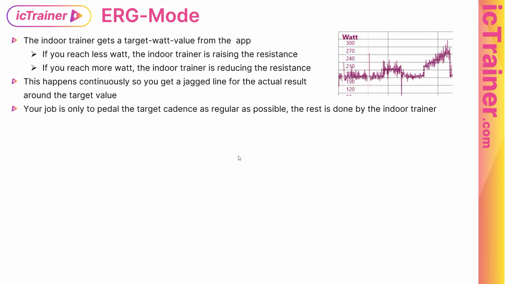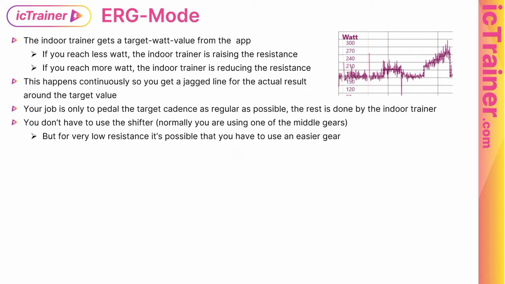Here the dotted line is the target, and around it you see the jagged line. And your job is only to pedal at the target cadence as regularly as possible, and the rest is done by your indoor trainer. And so you don't have to use your shifter. Normally you use one of the middle gears. I say normally because if you want to reach a very low resistance value, then it's possible that you have to use an easier gear, else the technical resistance is not settable correctly by the indoor trainer. And also for very hard resistance, it's possible that you have to use a harder gear. That's dependent on your indoor trainer.